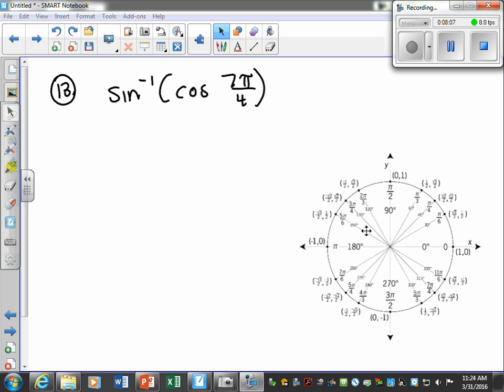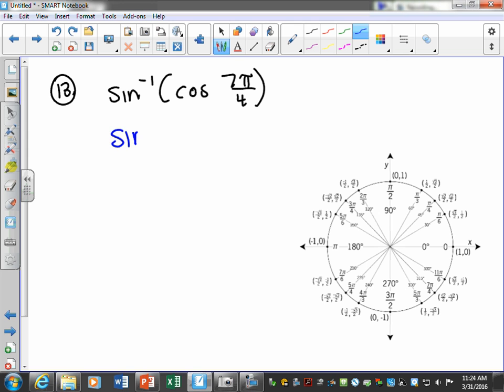Go to our unit circle, 7 pi fourths. What's our cosine value there, which is the x value? Square root of 2 over 2. Good. So basically I rewrite this problem, substitute cosine of 7 pi over 4 with square root of 2 over 2. And now we are looking in our inverse region, which if we were to highlight it, where's that going to be?